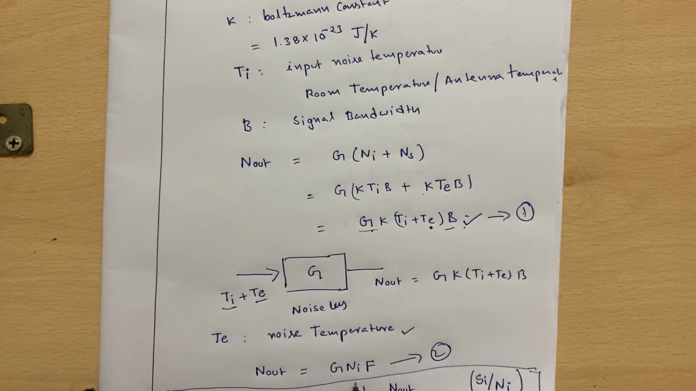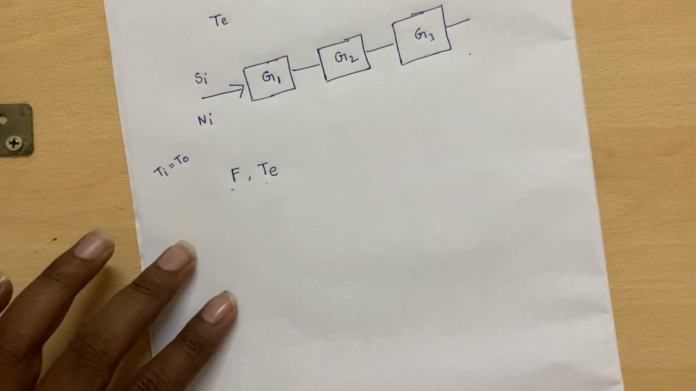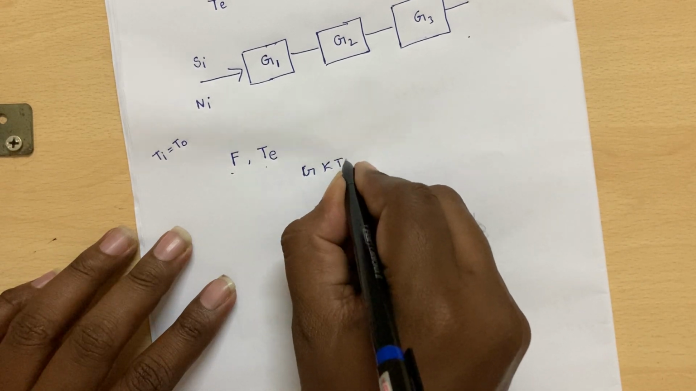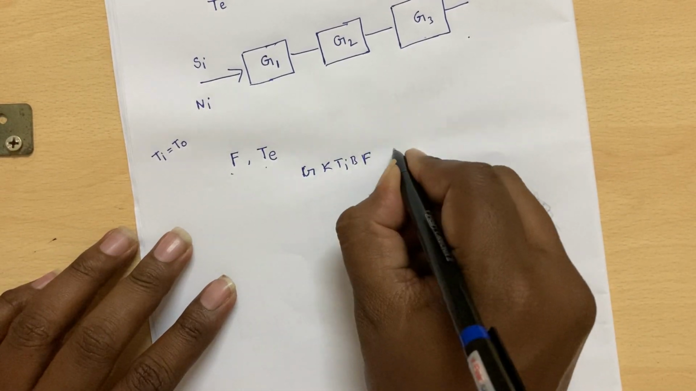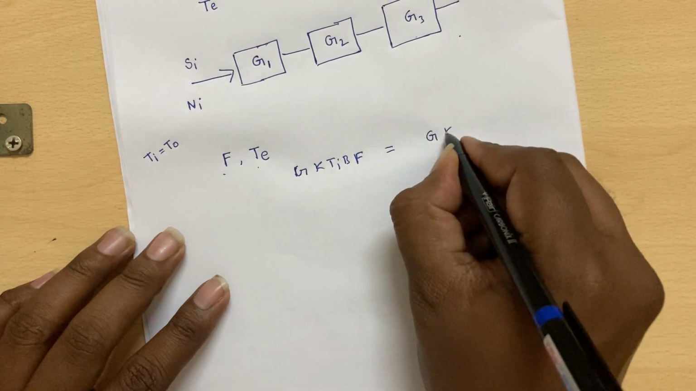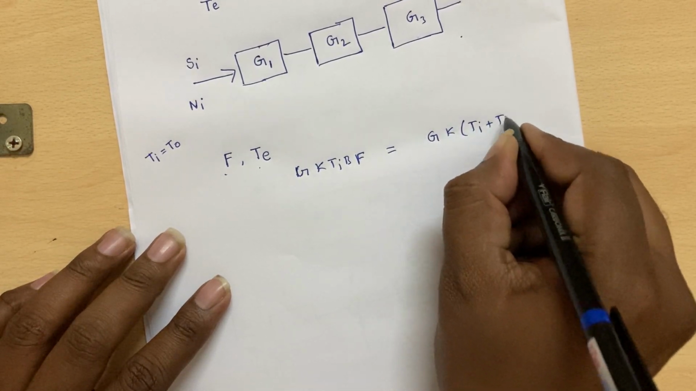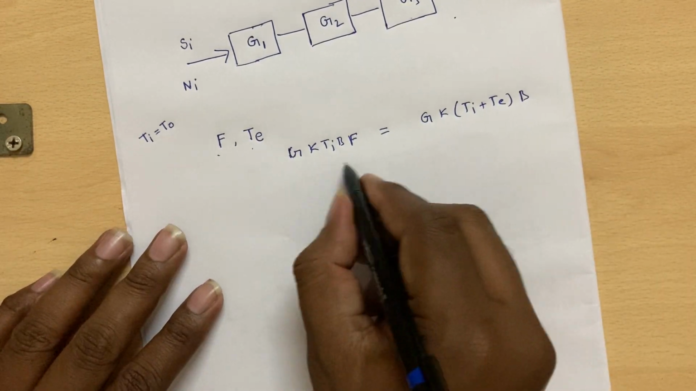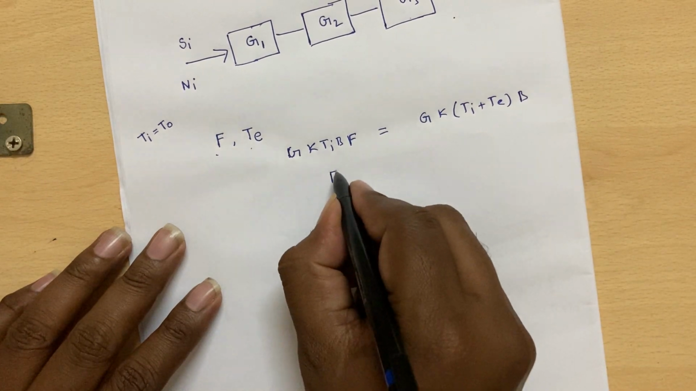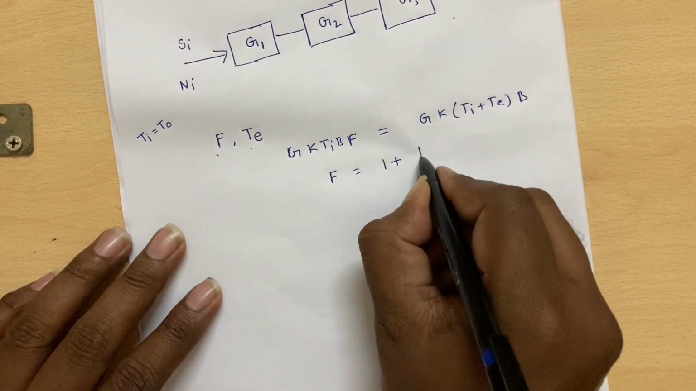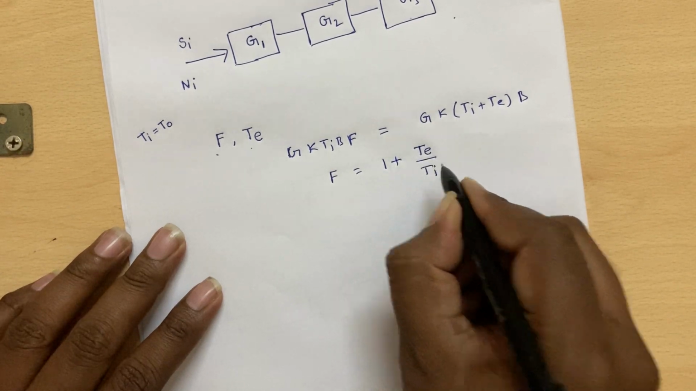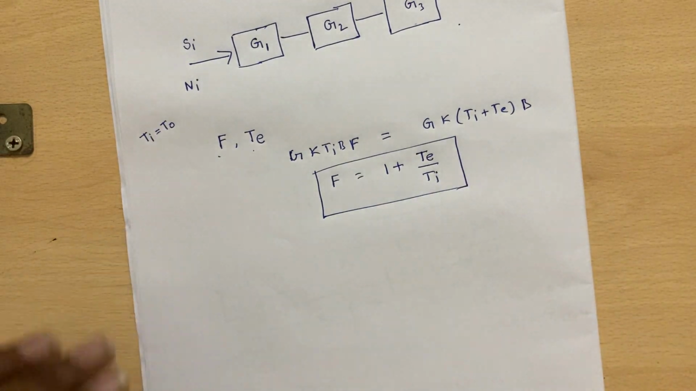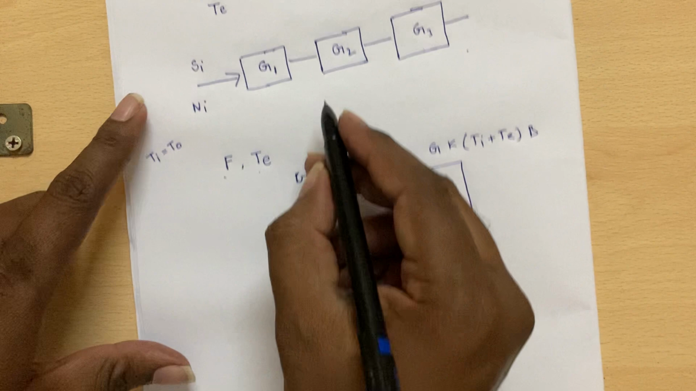So Ni is equal to KTiB. I am equating it. G K Ti B into F is equal to G K (Ti plus T) into B. Just equate them, so you will get F is equal to 1 plus T by Ti. So this is the relationship between noise temperature and noise factor. Okay, coming back to this one.